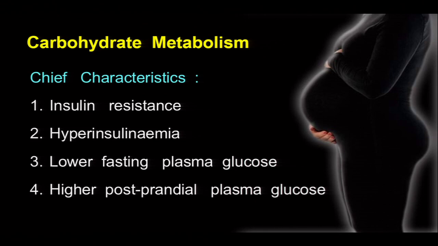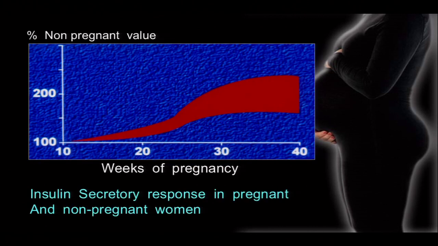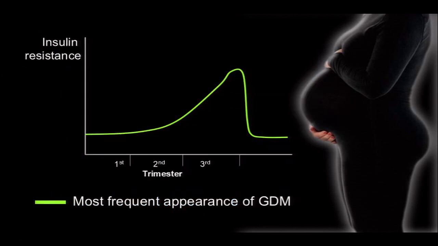Carbohydrate metabolism, the characteristics are insulin resistance, hyperinsulinemia, lower fasting plasma glucose, and higher postprandial plasma glucose. Now let's look at the insulin secretory response in a pregnant woman compared to the non-pregnant state. As pregnancy advances, you can see the amount of insulin secretion. There is hyperinsulinemia, which again peaks during the third trimester of pregnancy. That is about insulin secretion, which is therefore reflective of the insulin resistance that takes place during pregnancy.